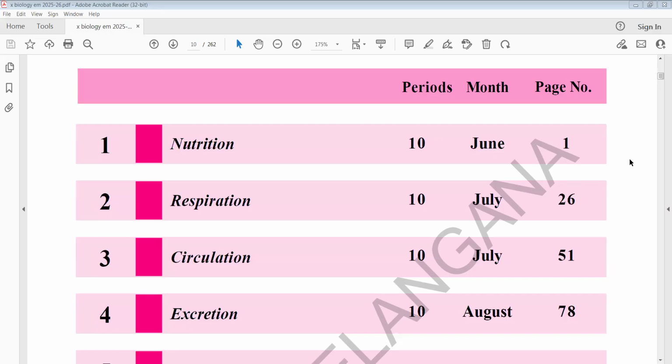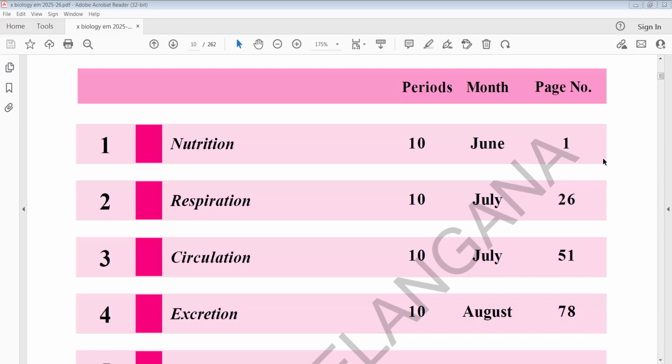Good morning, students. Today I am going to explain the important topics regarding 10th class biology of Telangana state. The 10th class biology consists of a total of 10 chapters. From the 10 chapters, the major chapters are up to 6.